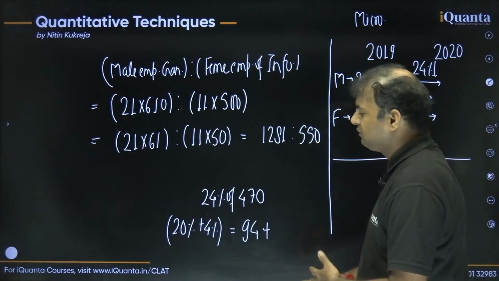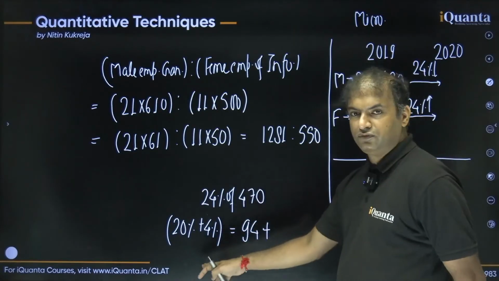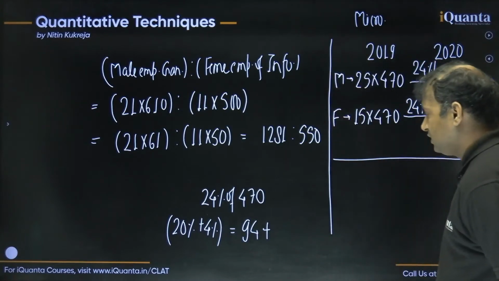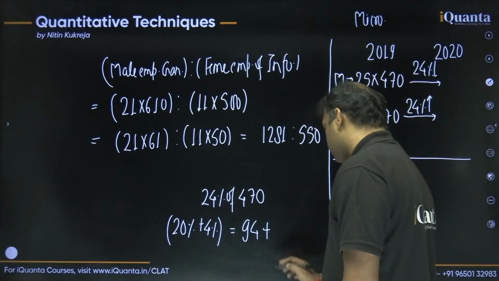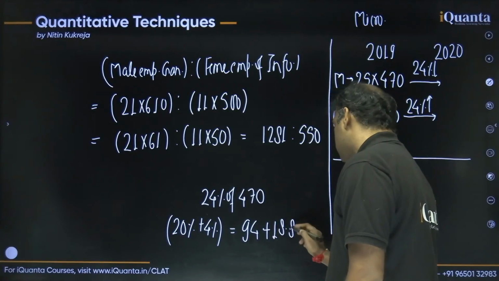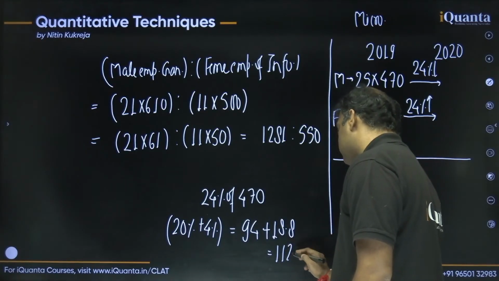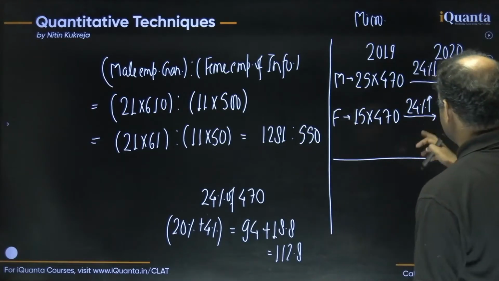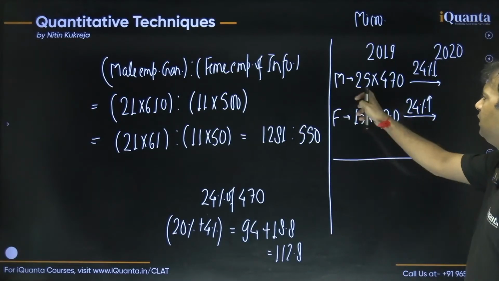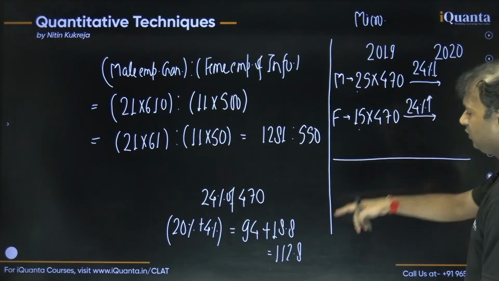But anyways, we have done this. 1% is 4.7, so 4% is 4.7 into 4. 4.7 into 2 is 9.4, 9.4 into 2 is 18.8. Now that gives us 94 plus 18.8, which is 112.8, simple. So it must be decreasing by 112.8, and this must be increasing by 112.8, into the number as well, which is given here.